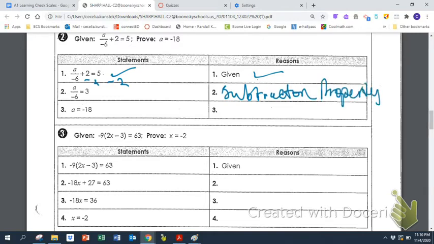So whatever step you did, there is a property for it that you're going to write down. And finally, how do we get from a divided by negative 6 to a is equal to negative 18? How do you undo division? You're going to multiply both sides by negative 6. So that's how we got that. So we are going to call that multiplication property.